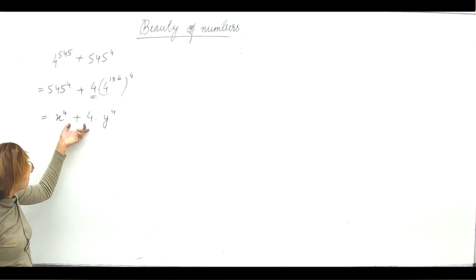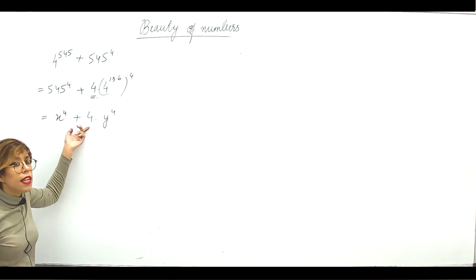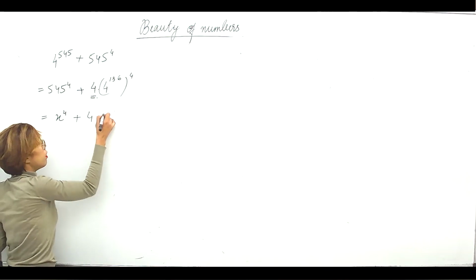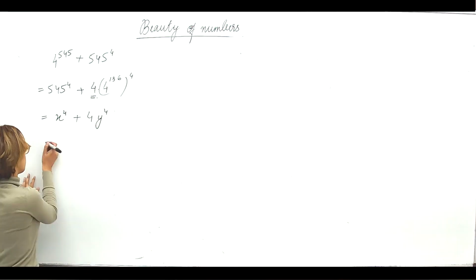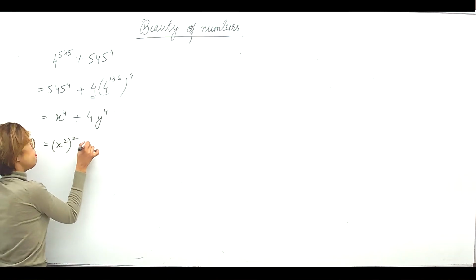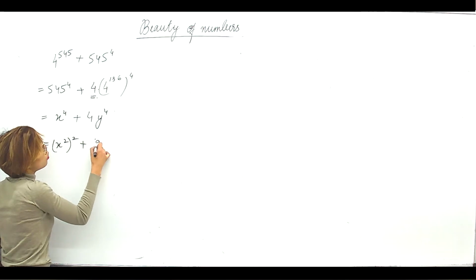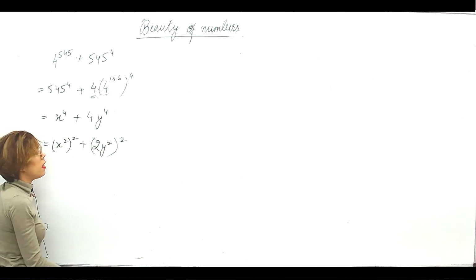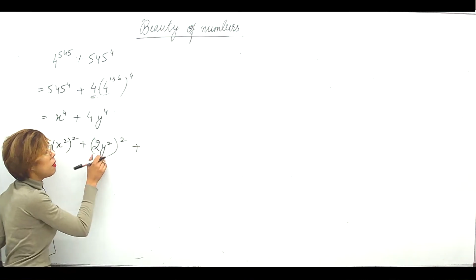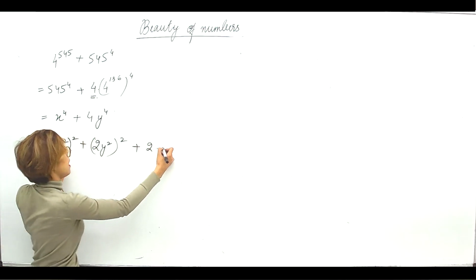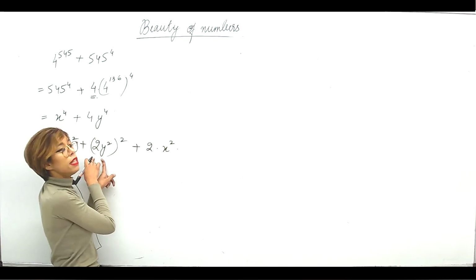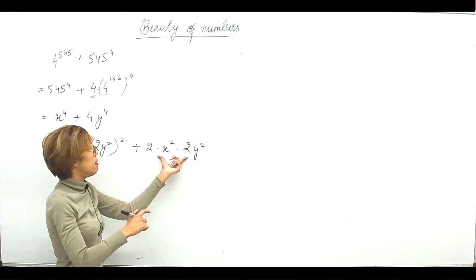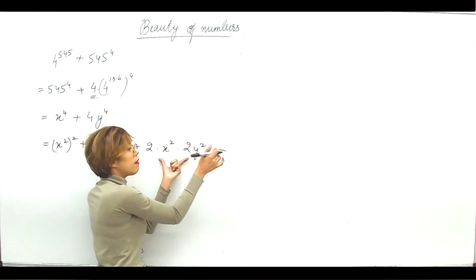You will ask, ma'am, how can you factorize this polynomial? We have done this factorization quite a lot of times. Come on people. x raised to 4 plus 4 y raised to 4. These are squared quantities: x square whole square plus 2y square whole square. Complete the square again: a square plus b square plus 2ab. So 2 into a, which is x square, into b, which is 2y square, plus 2ab minus 2ab by itself, so minus 4 x square y square.